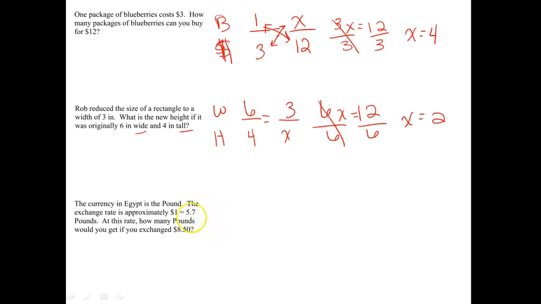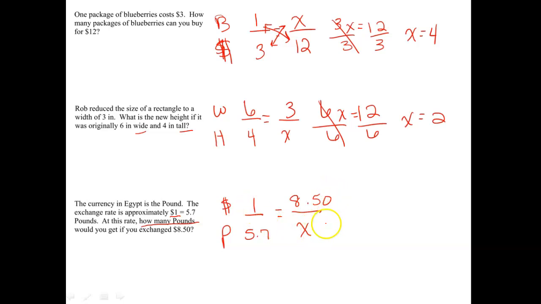All right, the currency in Egypt is a pound. The exchange rate is $1 buys you 5.7 pounds. So we're comparing dollars to pounds. All right, so we know that $1 gets you 5.7 pounds. How many pounds? You see that? So we know we're going to solve for pounds. How many pounds would you get if you exchange $8.50? So dollars to pounds, dollars to pounds. Okay?